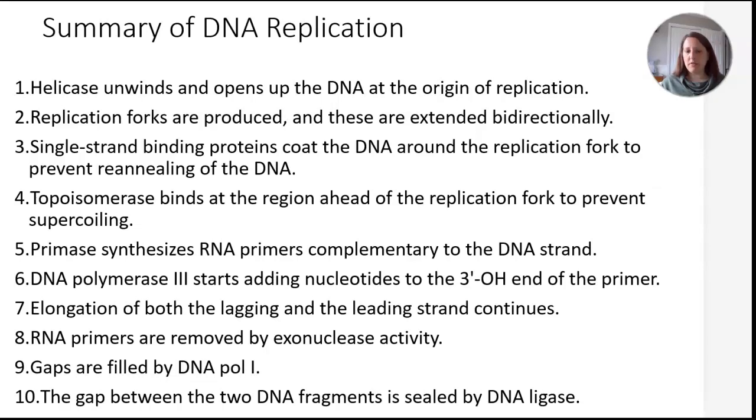Primase lays down a short stretch of RNA primers to start the process. DNA polymerase III puts together the DNA bases to form the new DNA strands. Elongation happens on both the leading and the lagging strand, but remember that the lagging strand has Okazaki fragments. The RNA primers are taken out. The gaps are filled in by DNA polymerase I, and the gaps in between fragments are sealed by DNA ligase. Okay, so that is the process of DNA replication.